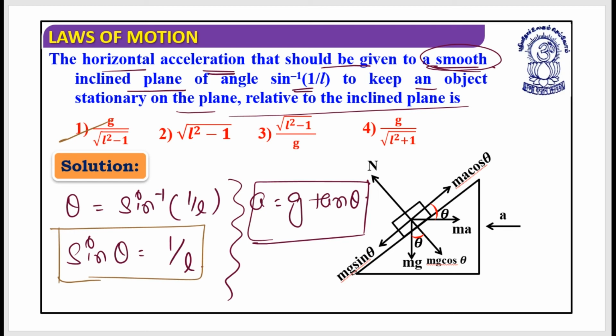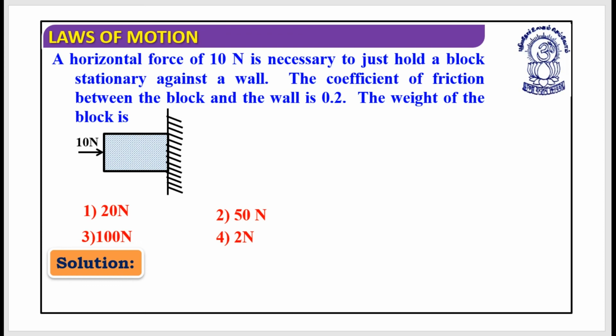Is it clear? What was your answer? Was it the same? Great. Now what was the reaction force between block and wedge? Yes, it was mg by cos theta. Please do remember this. Do not make a mistake when writing it down, mg cos theta. Let's look at the next question.